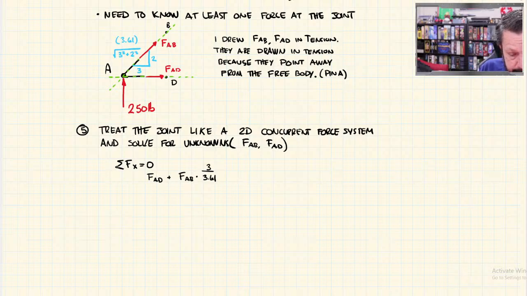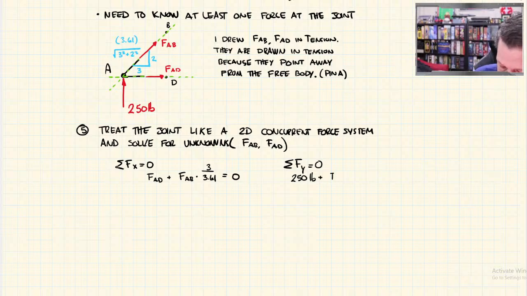There are no other forces in the x direction, so this is a 0, equals 0. I can't solve it though because I don't know AD or AB. So let's write another equation. Let's write it over here. Summation of forces in the y direction equals 0. That's the only other equation I have. I have 250 pounds. That's where AY was. Plus FAB, but I only want the y component, which would be 2 over 3.61. That equals 0, and I can solve for that one.